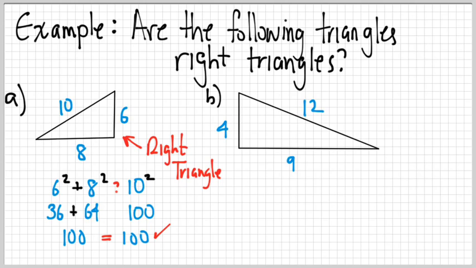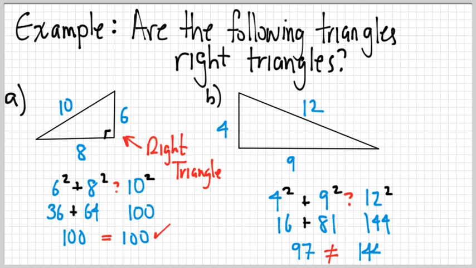We can confirm, and if you want, you can put in a little symbol to say, yep, this is a right triangle. Let's look at the next one, 4, 9, and 12. We'll plug that into the formula for the theorem. 4 squared, 9 squared, and 12 squared. We don't know whether it's equal or not yet. 4 squared is 16, 9 squared is 81, and 12 squared is 144. 16 and 81 is 97, which is not equal to 144. So this is not a right triangle. It does not have a right angle at all.